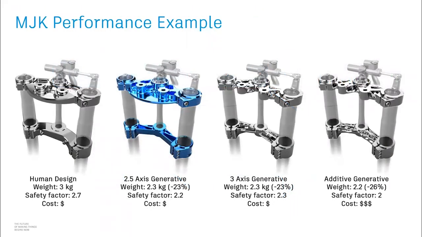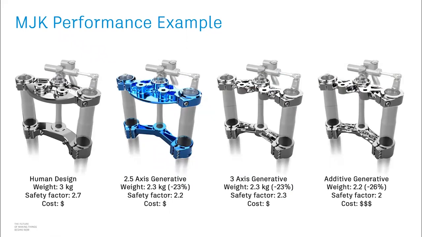Now, here's an example. This is a company called MJK. I'm not sure if anyone on the call drives a Harley Davidson, but this is for a triple clamp for their front end. So you can see that they came up with, on the left-hand side, what the designer came up with, the engineer, versus 2.5 axes, 3 axes, and additive with generative.